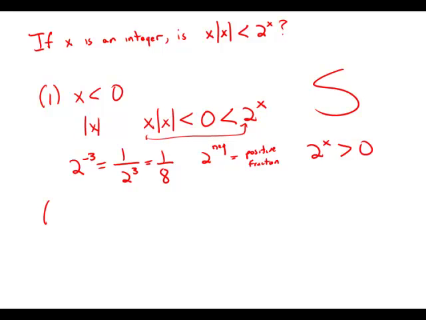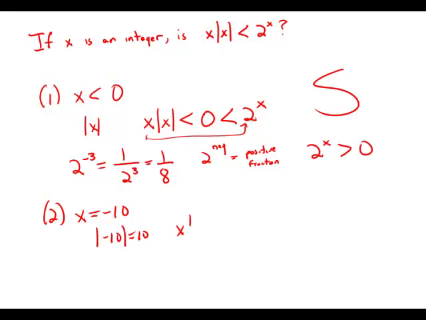Now let's put that aside. Statement number 2. Turns out statement number 2 is going to be kind of a reprise of our argument from the last time. Well, x equals negative 10. Well, absolute value of negative 10, of course, is just 10.